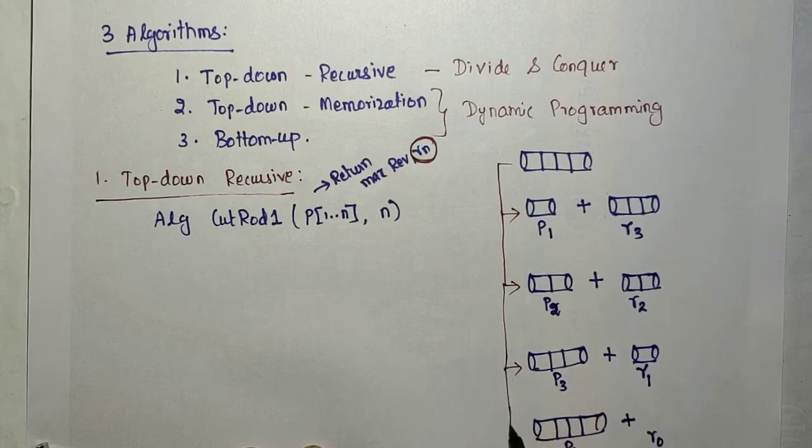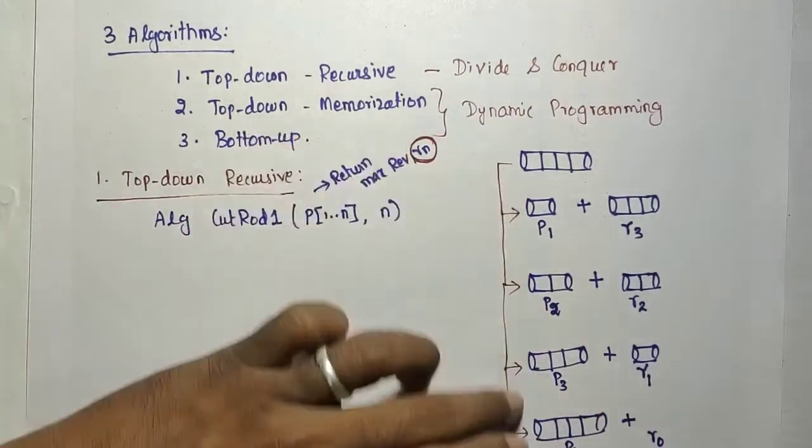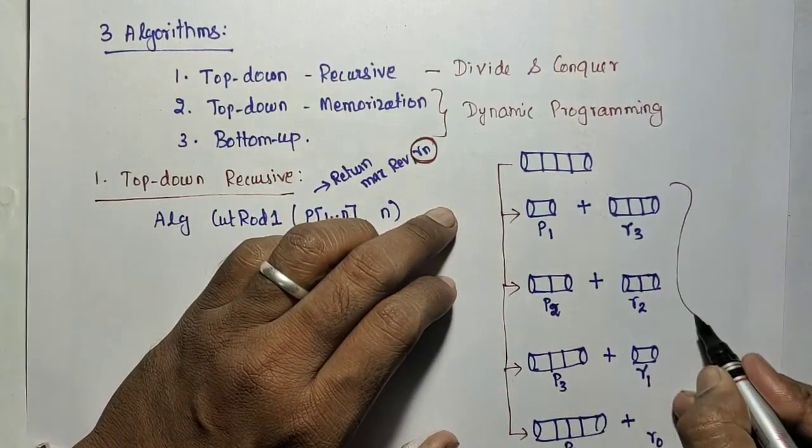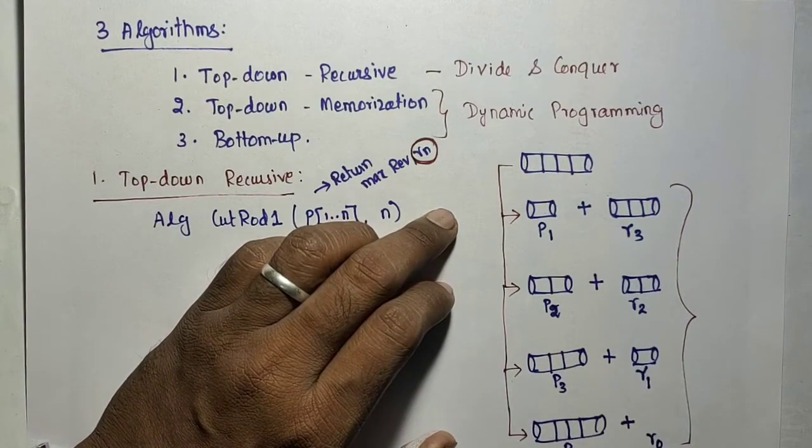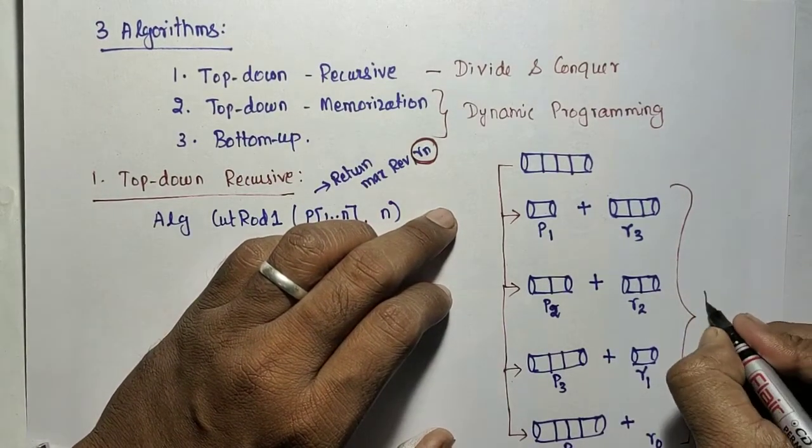Okay, that is the main problem, correct? These are all the possibilities. From that I need to choose the maximum. So the maximum is that result.